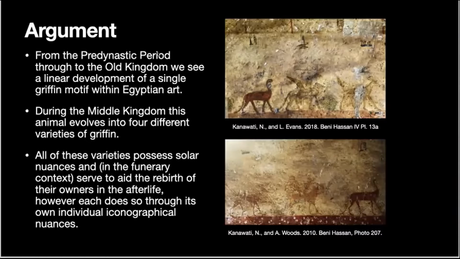So what I aim to show with this presentation is that from the pre-dynastic period through to the Old Kingdom, we see a linear development of a single griffin motif within Egyptian art. And then during the Middle Kingdom, this animal evolves into 4 different varieties of griffin. All of these varieties possess solar nuances and in the funerary context serve to aid the rebirth of their owners in the afterlife. However, each does so through its own individual iconographical nuances.